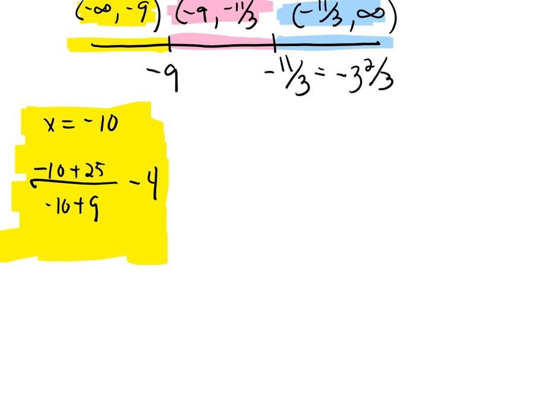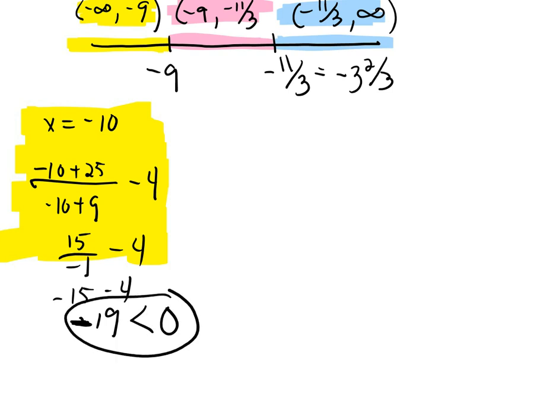That's going to be positive 15 over negative 1 minus 4, so I've got a negative 15 minus 4, which is a negative 19. Since this is negative, that is less than 0. So I know that this first interval is part of my answer.